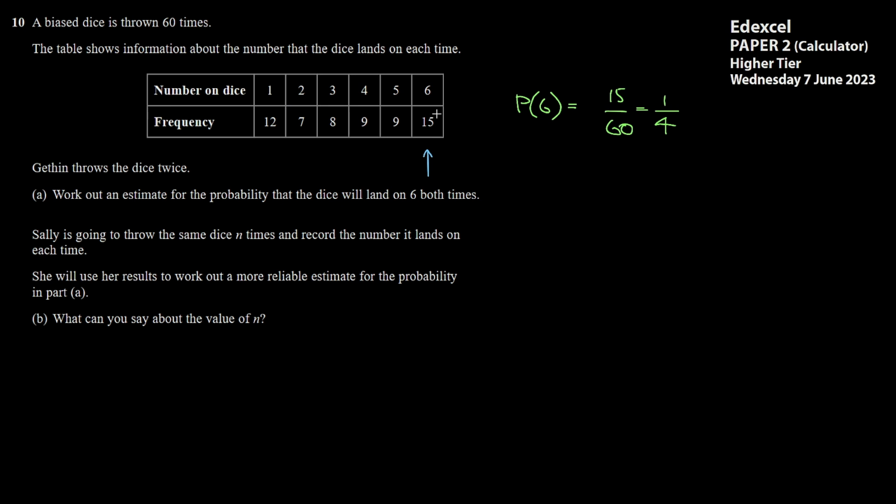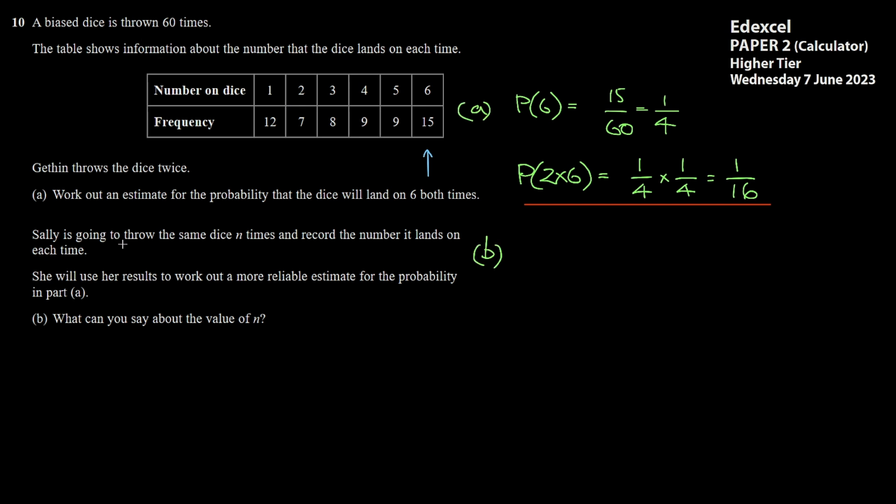Yes, of course, if you throw it 5,000 times, this table will be refined. But given that these are our results, if you throw it again, we have to work on the probability that you'll get a chance of 15 out of 60 for the next throw. So the probability of two 6s is equal to a quarter multiplied by a quarter, which is equal to 1/16. And that will be the first answer.